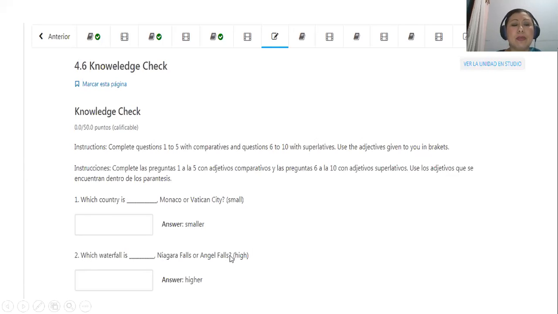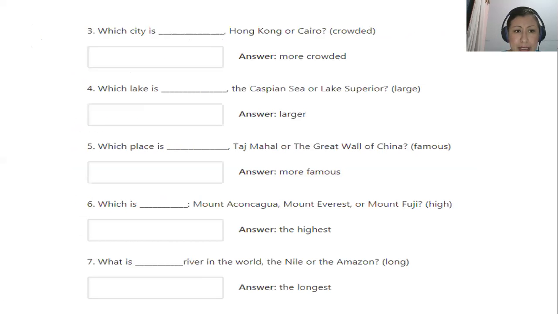Vea que aquí estamos haciendo pregunta. Entonces, como estamos comparando two choices, we use the WH word which. ¿Cuál es? Right? Más grande, ¿verdad? En este caso. O más alto. Number three, which city is crowded? Right? You can say more crowded, because crowded is now like a longer word and you have to add more. Which city is more crowded?